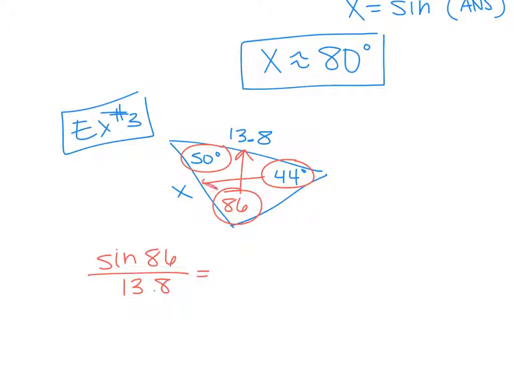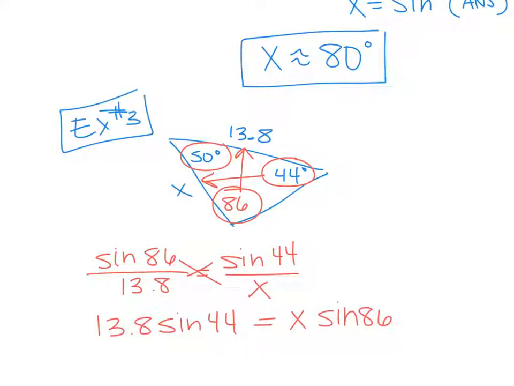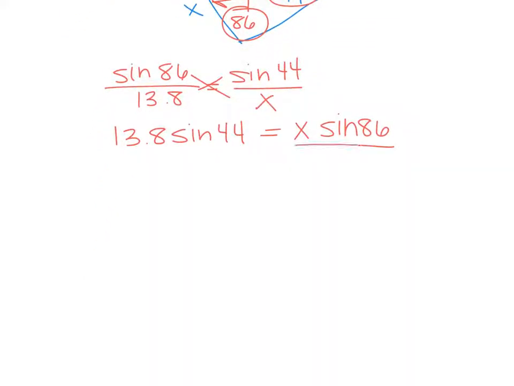The 44, which is across from the x. So sine 44 over x, and then you can cross multiply that. So 13.8 sine 44 equals x sine 86. And this is like that first one again, just be careful with parentheses. If you want to plug that in right now, you can. Or if you want to plug it in all in one shot, you can.